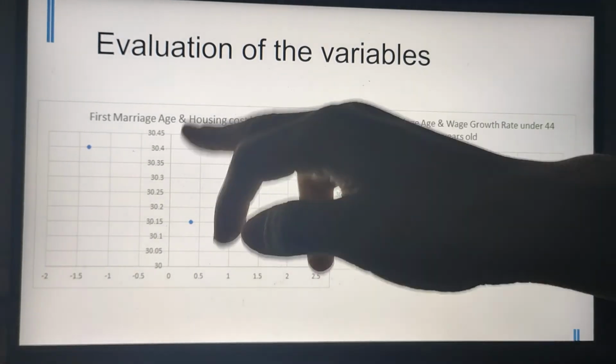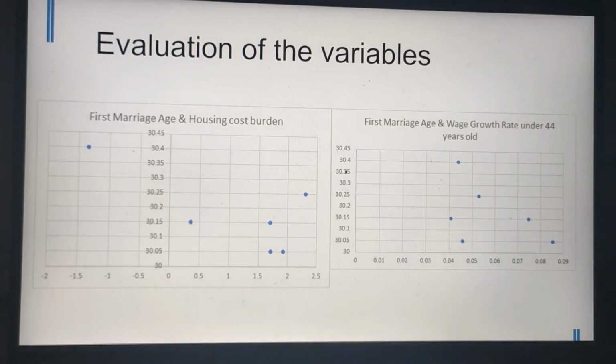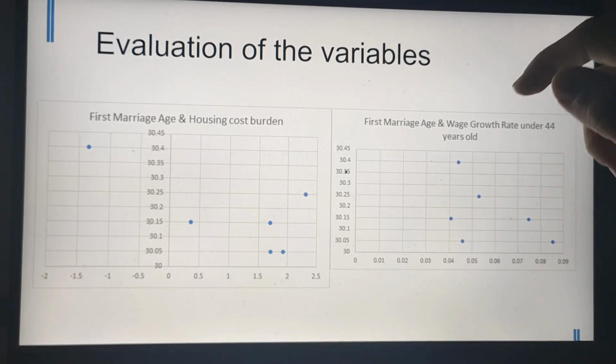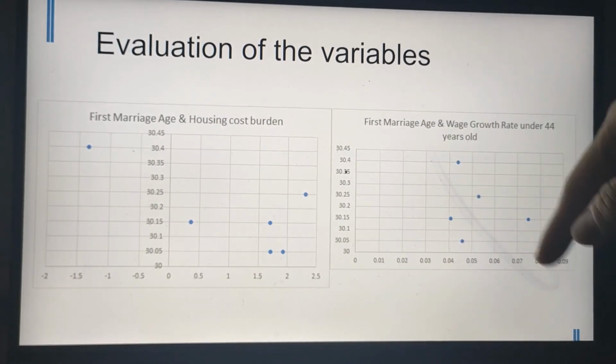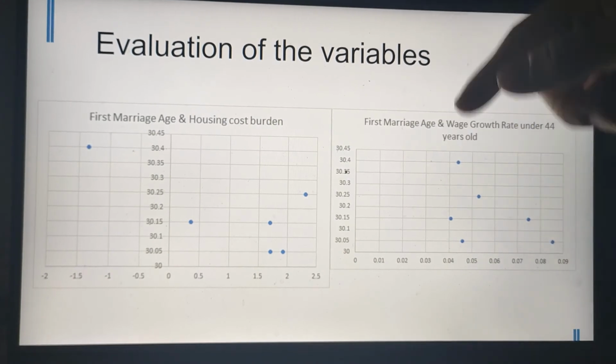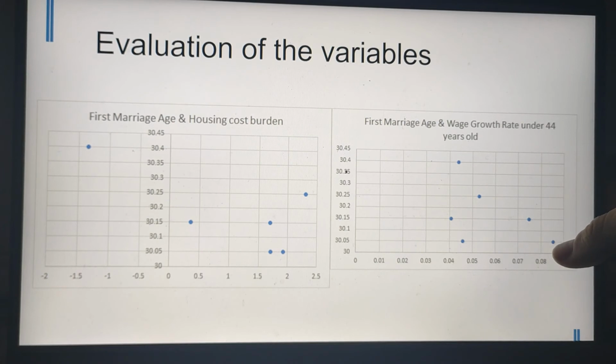On the right part, the correlation is also quite scattered. But alternatively, we change the housing cost burden into the wage growth rate under 44 years old. We can see the correlation is quite strong. The higher the growth rate of income, the younger people will choose to get married.